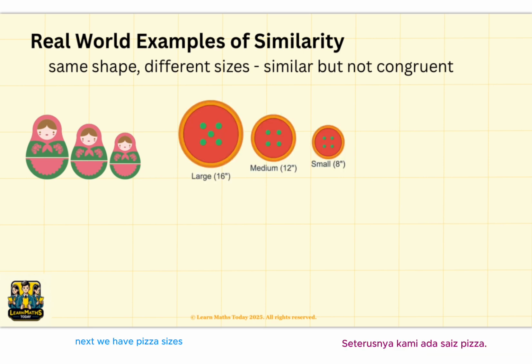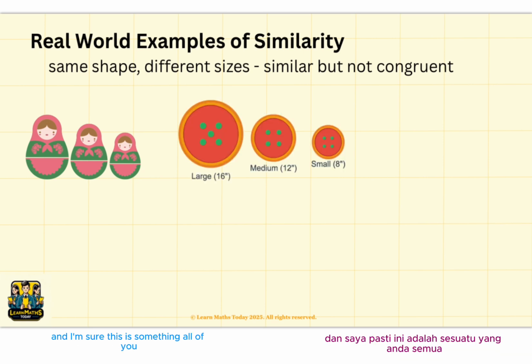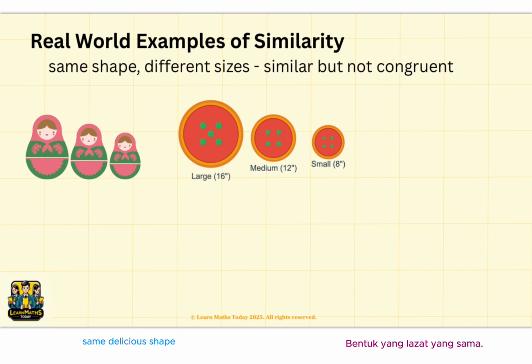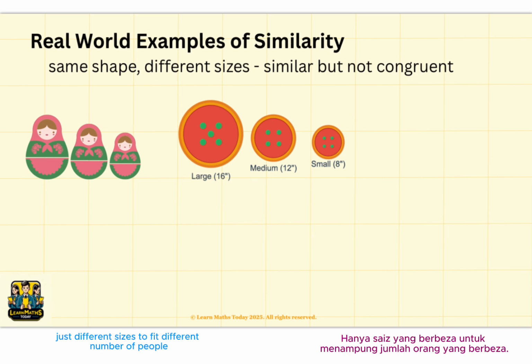Next, we have pizza sizes, and I'm sure this is something all of you can relate to. Whether you order a 16-inch, a medium 12-inch, or a small 8-inch pizza, they're all circular with the same shape. The toppings should be distributed proportionally, and if you measure any corresponding parts like the crust thickness, they should be the same ratio. Same delicious shape, just different sizes to fit different numbers of people.